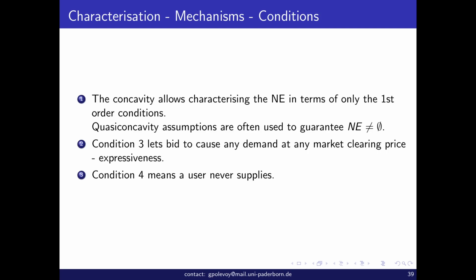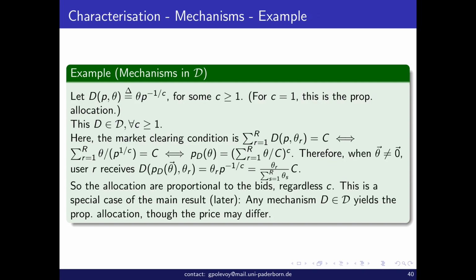Now, condition 3 is that you can get any share you want, and that's exactly that. The bid can cause any demand at any market clearing price. It's expressive enough. And condition 4 means that a user never supplies, only gets something. It can never be that your demand is negative. So these conditions are reasonable, and we'll see that they allow for very interesting conclusions.